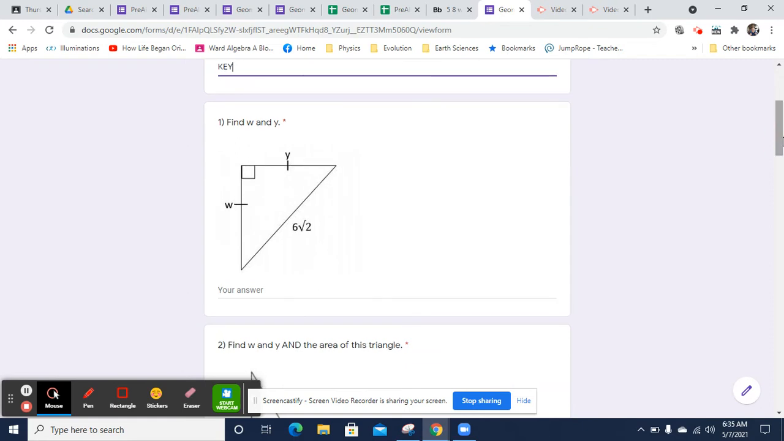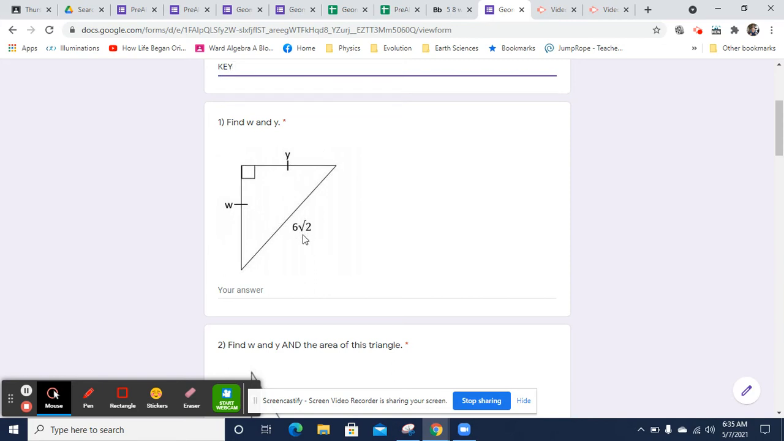And let's take a look at what we're dealing with. We got this right triangle. These two sides are the same, so this is a 45, 45, 90 right triangle. It's a right isosceles triangle. These are 45 degrees because they have to be complementary and they are congruent since it's an isosceles triangle.